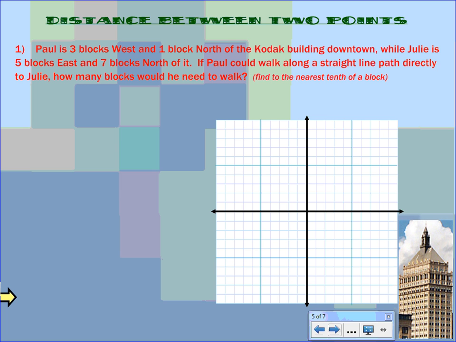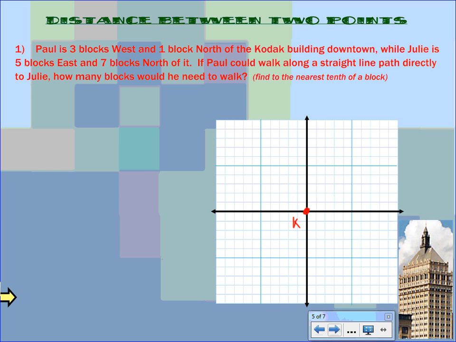So, Kodak building, one of the more cool looking buildings downtown. We've got a little picture of it down here. Now, both of these people are a few blocks away from the Kodak building, so since that is sort of our center, we're going to call that the origin, and we're going to put that right here at 0, 0. That's going to be our Kodak building. I'll even put a K there. Kodak.